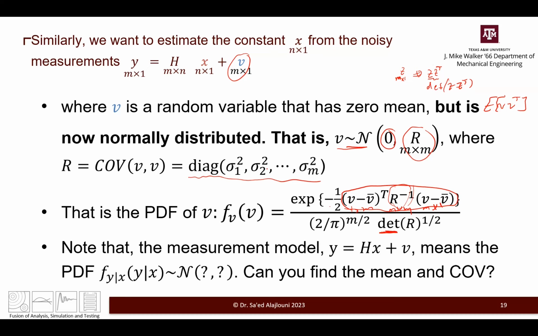I'm just saying the form, because with the outer product V V transpose, you might get the impression that it's singular, but no, we're taking the expected value of a random variable. Okay. The measurement model is HX plus the noise, meaning that the PDF, the probability of Y given X, will also be normal.